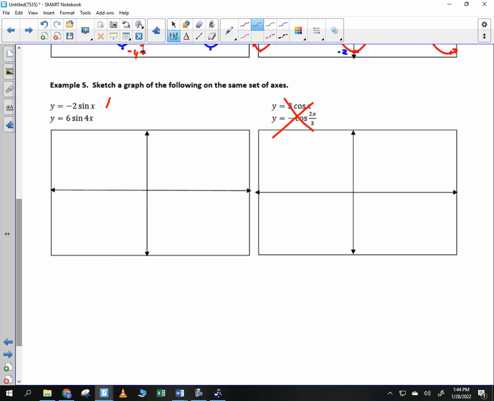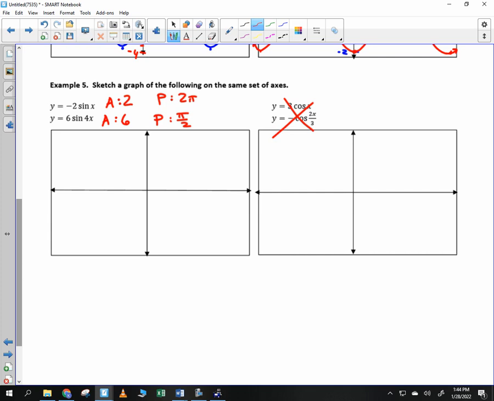So, amplitude for each one: 2 and 6. Period for the top one: 2 pi. Period for the bottom one: Avery is correct, and so are many of you. She expressed it as pi over 2. She took 2 pi over 4, which simplifies to pi over 2.